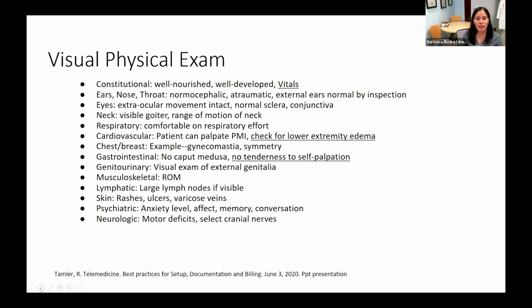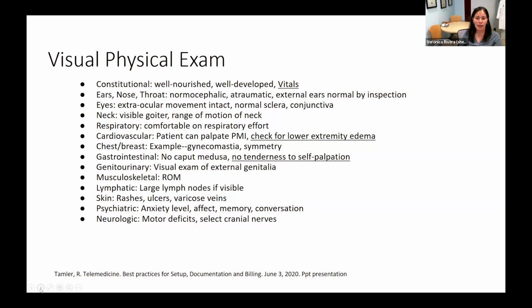And then in terms of the physical exam, much of this will be visual, right? So you can record your vitals, but how the patient appears, constitutional, their ENT, commenting on their normocephalic, atraumatic, the external ear exam. In terms of the eye exam, you can document extraocular movements, sclera, conjunctiva. For the neck exam, range of motion, or if there's a visible goiter. From a respiratory standpoint, commenting on their respiratory effort, if they're comfortable speaking full sentences, for example.